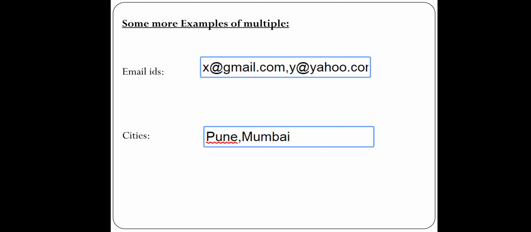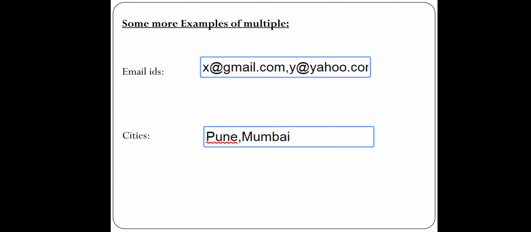Next, we'll see some more examples. For email IDs, we just discussed that. See in the box, there are 2 email IDs, x@gmail.com, and there is a comma for the second email ID. Similarly, in the next box, I am expecting some city names. So Pune, comma, Mumbai. This is how the multiple attribute works. I hope it is clear.